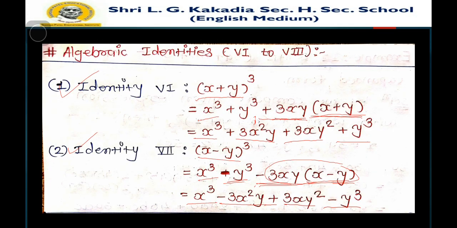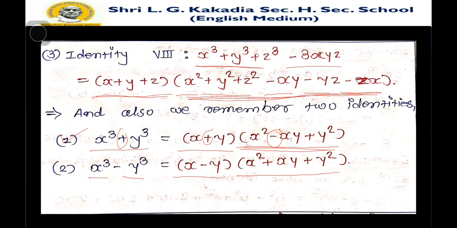So now we have five identities. Identity number 6 is (x plus y) all cube, that is x cube plus y cube plus 3xy into (x plus y), and the seventh one is (x minus y) cube as given here, the eighth one is given here, and two extra identities are given here, x cube plus y cube and x cube minus y cube. So with the help of these identities we can solve some expressions. Let us solve examples related to these identities.